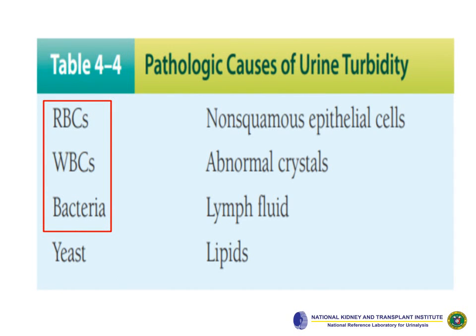The most commonly encountered pathologic causes of turbidity in a fresh specimen are red blood cells, white blood cells, and bacteria caused by infection. Other causes may be yeast, non-squamous epithelial cells, abnormal crystals, lymph, and even lipids.